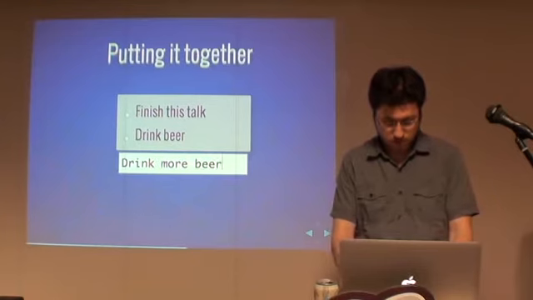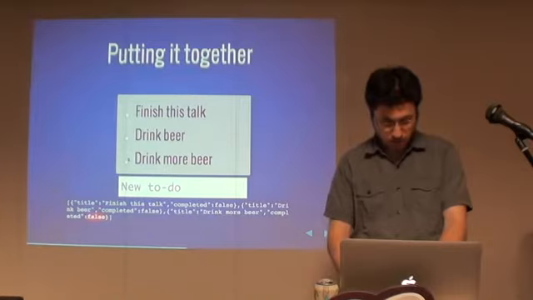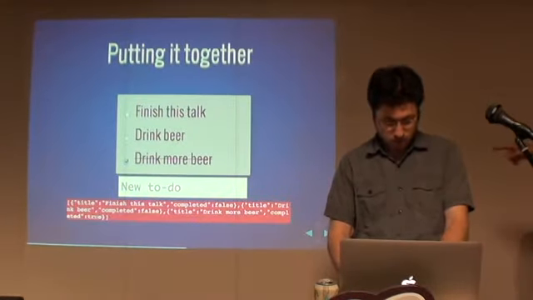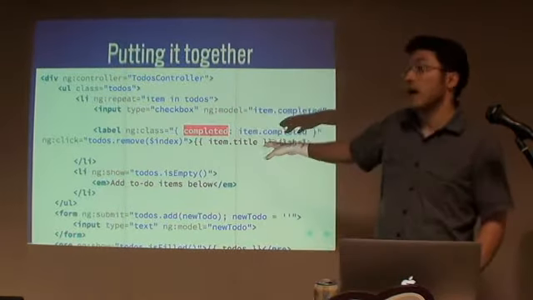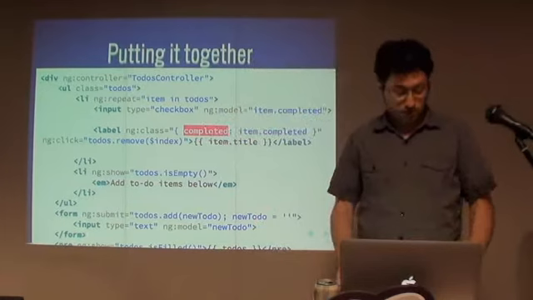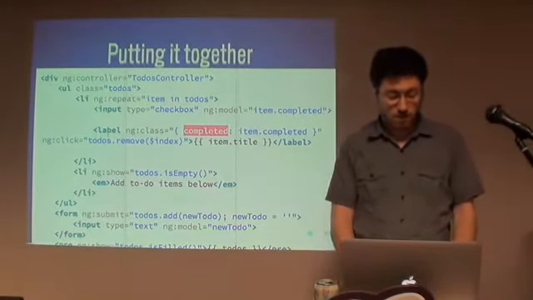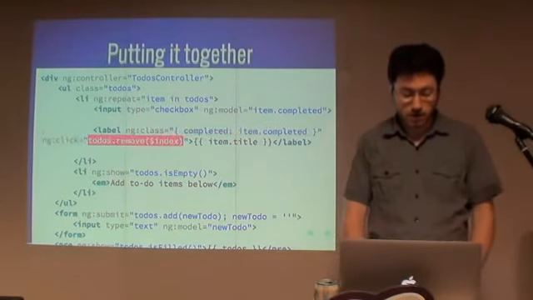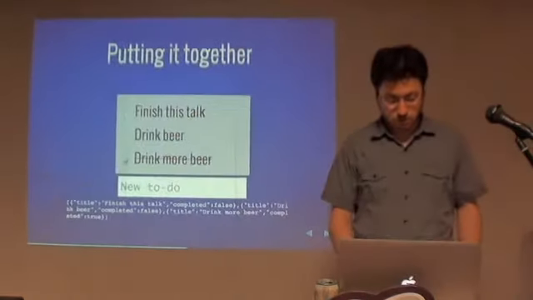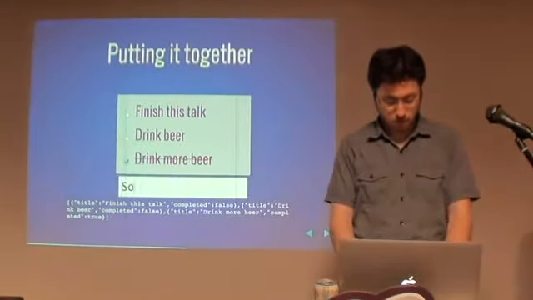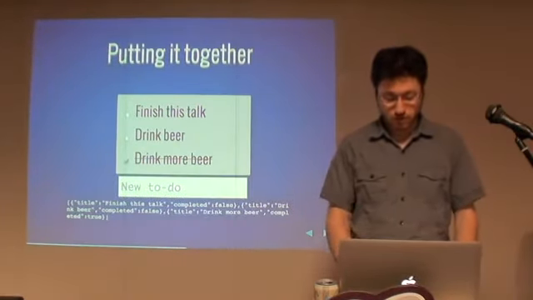So if we say, see here, completed equals false, and now it's true. That expression is controlling whether or not this class is assigned to the element to strike it. It's bound directly. And it also has a click handler to remove that element from the list, so clicking makes it disappear.